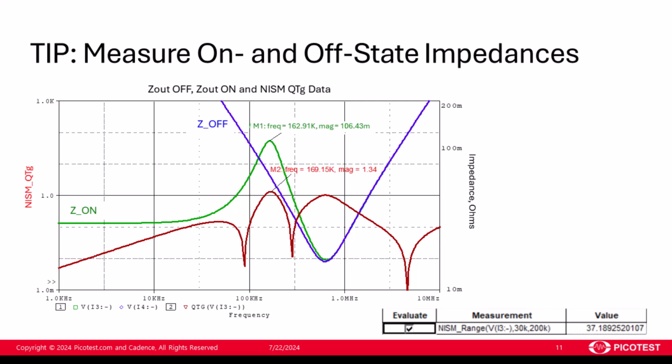This peak is visible in the on state of the purple trace, but it disappears in the off state of the green trace. M2 is the location of the red trace QTG peak that's closest to the frequency of the impedance peak at M1. NISM can be applied to measurement data, to simulated data results using the Sandler state space voltage regulator model, and even to simulated data from simplified voltage regulator RL models.